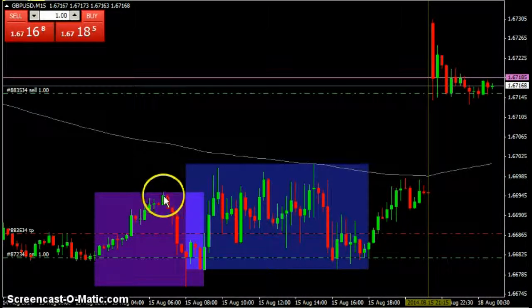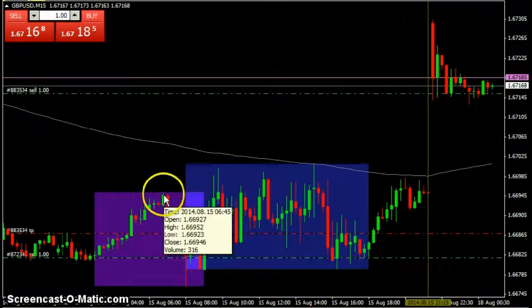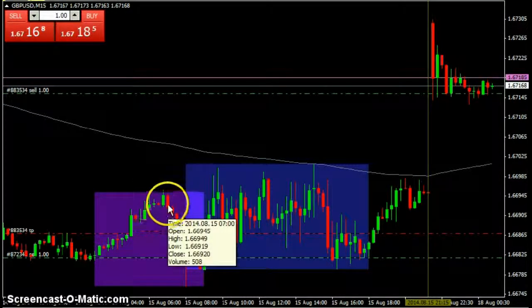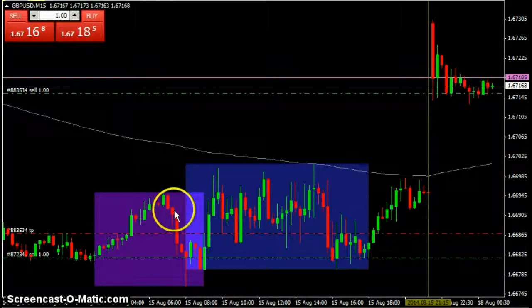Then you had another upwards candle, and then a downwards candle, and that was then confirmed by this one. So at that point you then had a very high probability that it was going to continue down, and down it went.